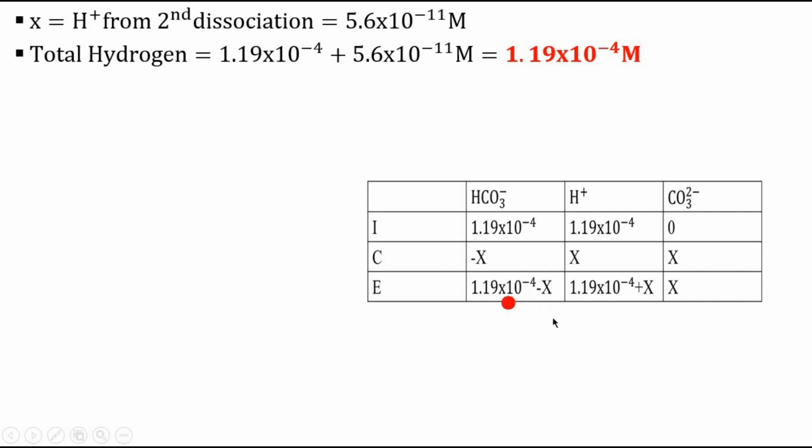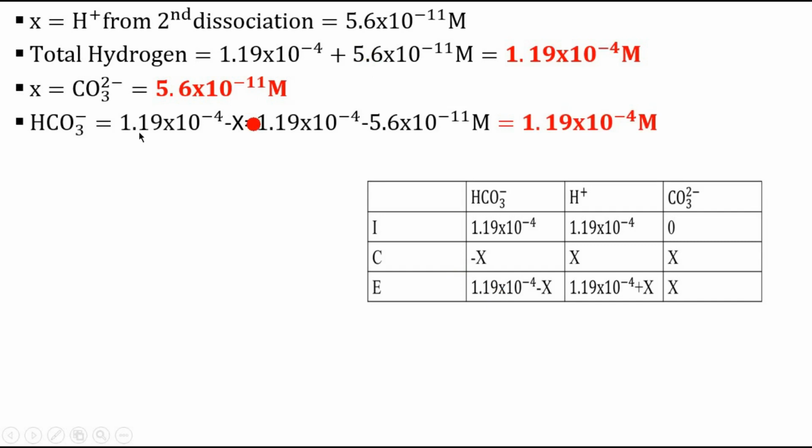Then the bicarbonate will be equal to this one minus X. That means this one minus the X, which is this one. Then you have the bicarbonate, which is equal to this one minus X, and you get 1.19 times 10 power negative 4. You can see that adding or removing this one, the amount dissociated from the second dissociation, is negligible. So you can see either adding or removing it does not change the values.